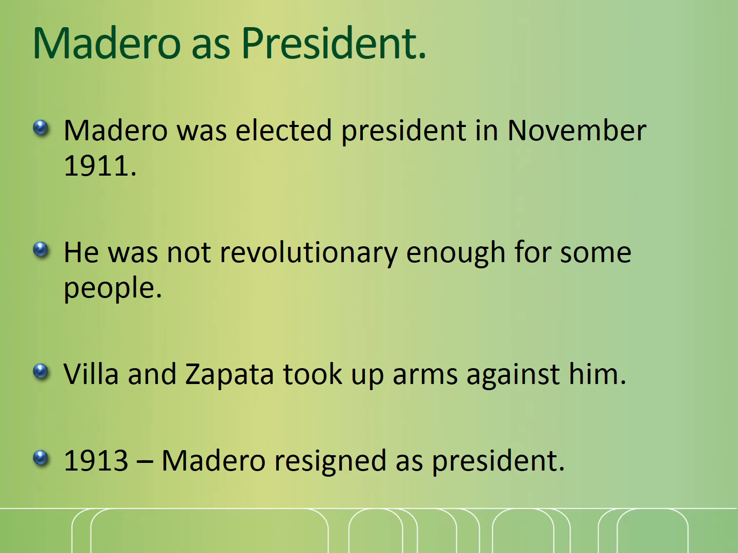So Madero was elected president in November 1911, but he was also not revolutionary enough for some people, including some of the people who had supported him before, including Villa and Zapata, and they also took up arms against him. And in 1913, Madero finally resigned as president as well.